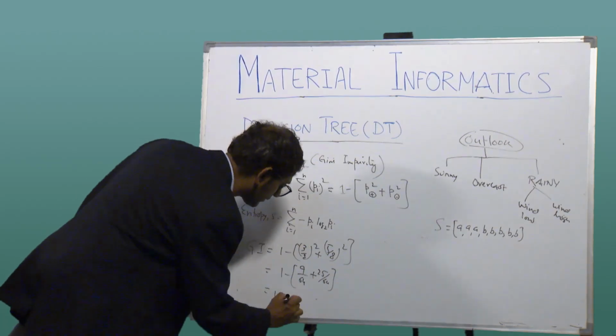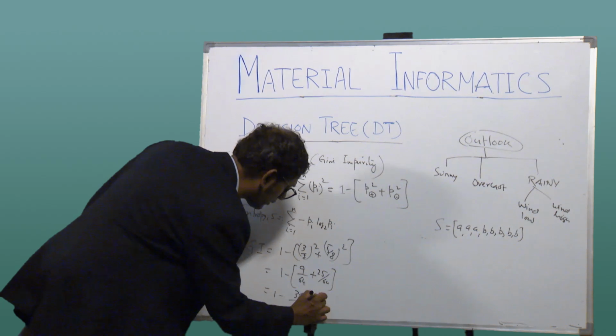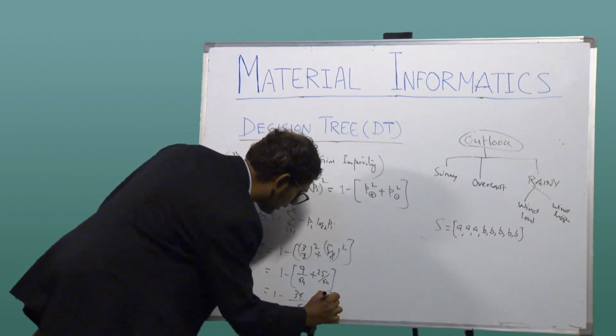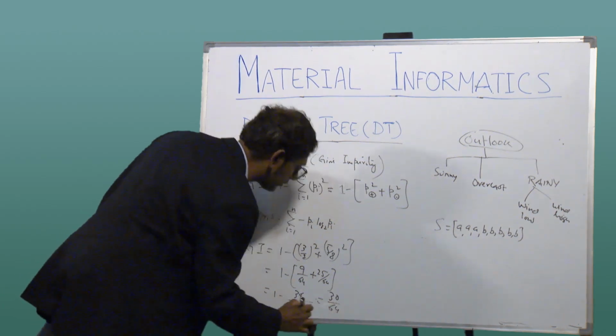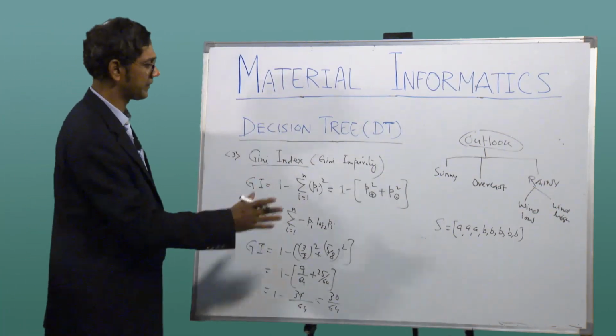minus 34 by 64, so that means what? It is basically 30 by 64, that is what the Gini index is. So, you can easily calculate this way.